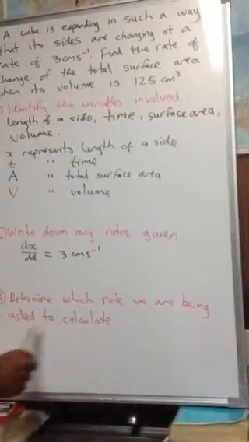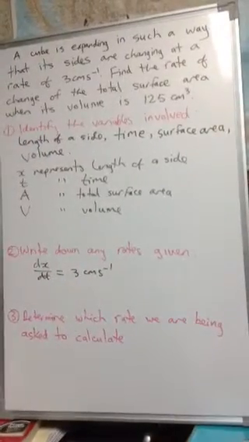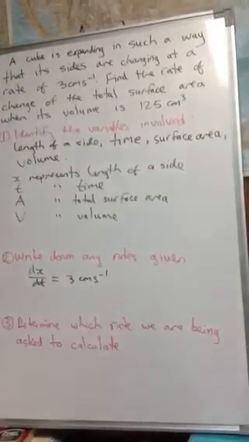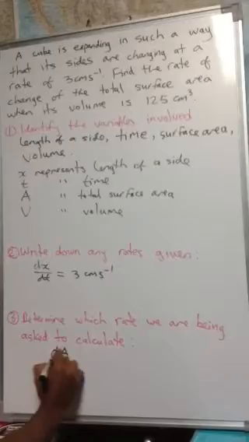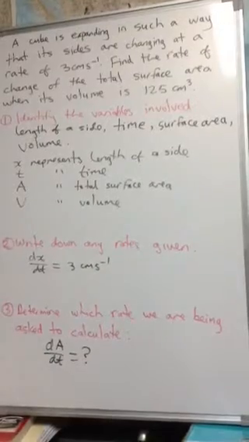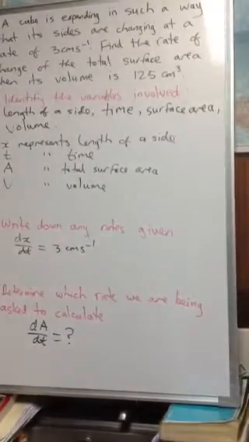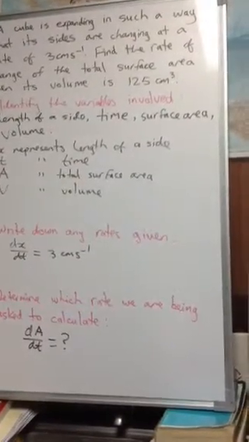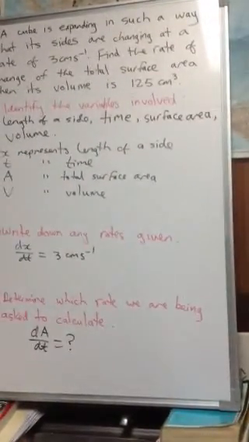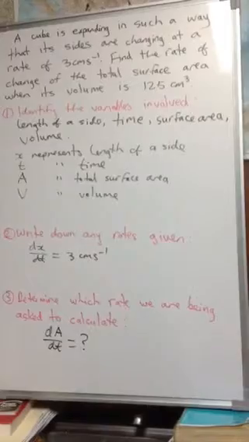Determine which rate we are being asked to calculate. Here it is. Find the rate of change of the total surface area. Rate of change of surface area, so that's surface area over time. dA/dt is what we want to find. Note that it asks us to find the rate of change. Change can be positive or negative. We would expect a positive answer for dA/dt. Since the cube is expanding, it means that the total surface area should be increasing. So our rate of change in this case should be an increase. So we would expect a positive answer at the end.